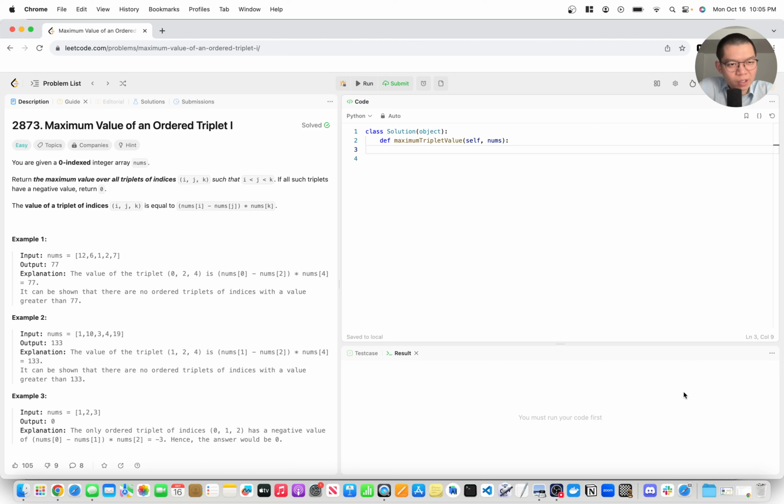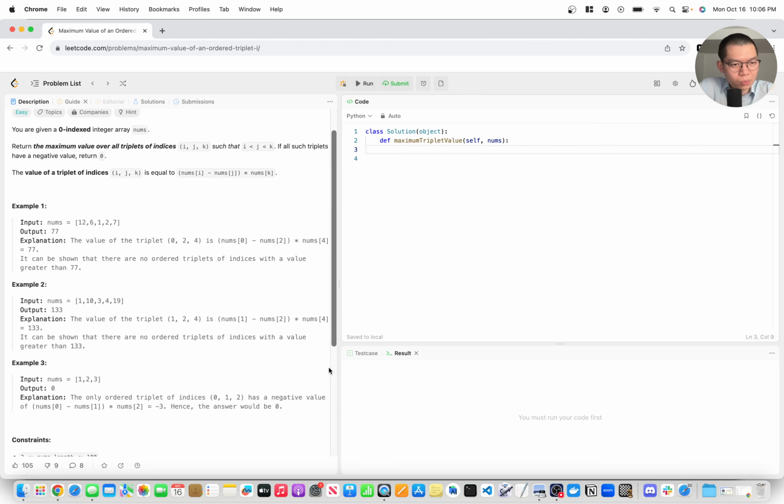Return the maximum value over all triplets of indices i, j, k such that i is less than j, less than k. If all such triplets have a negative value, return 0. The value of a triplet of indices i, j, k is equal to, included in brackets, nums[i] minus nums[j] times nums[k]. Let's take a look at this example.